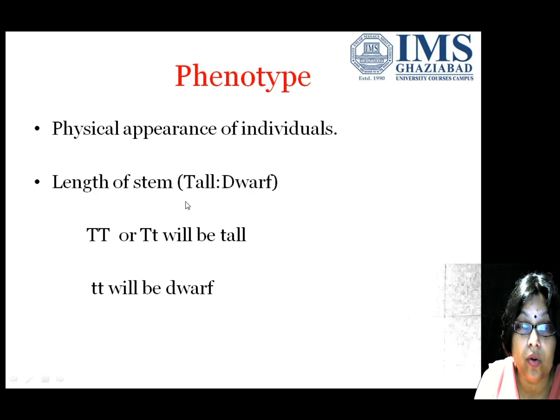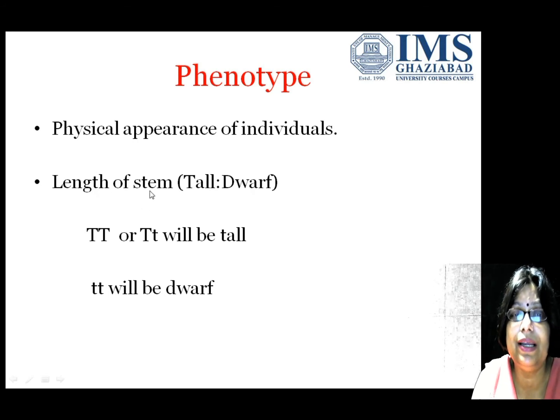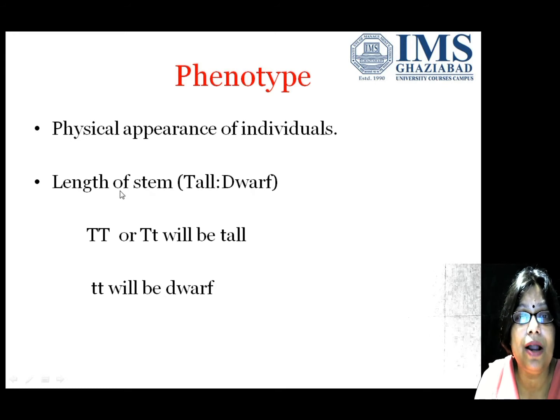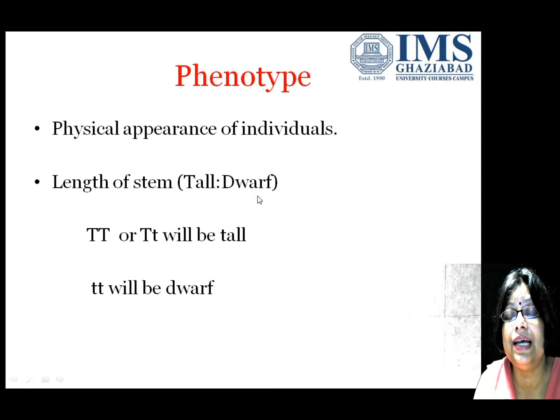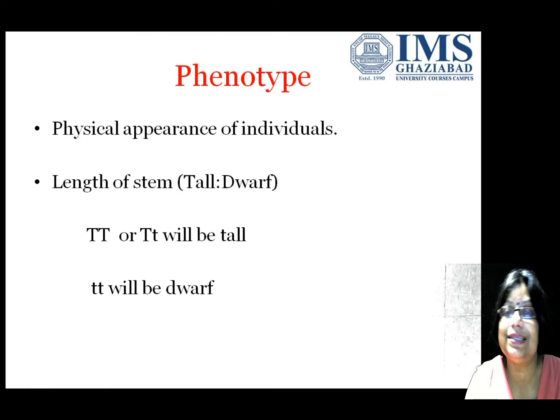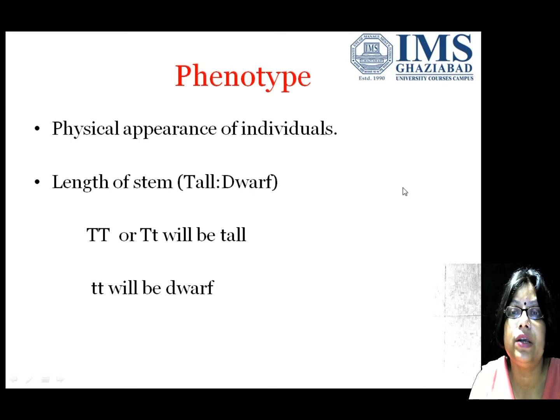Now, the trait we are discussing, we are taking the simple example, length of the stem. There is a plant, we are discussing one feature, that is stem, and we are finding the length of the stem. Length of the stem is present in two forms, that is tall and dwarf. We can easily see whether it is tall or dwarf. So we can find that the length of the stem is tall, and someone will find the length of the stem is dwarf. So this is showing the phenotype of that particular individual.